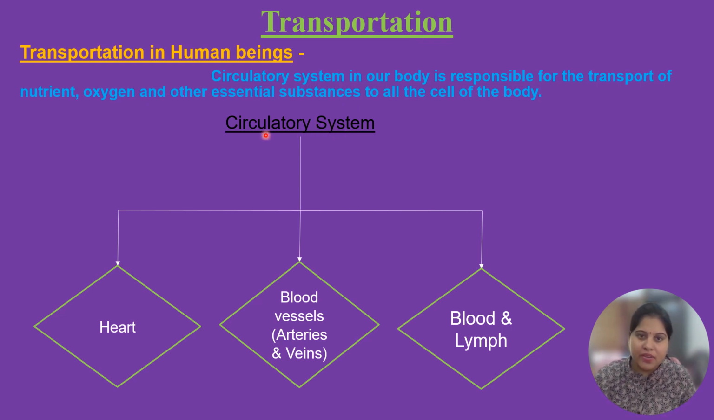Now the circulatory system consists of three main components. These three main components are heart, blood vessels, and blood and lymph. Now we will learn about all these components in detail.